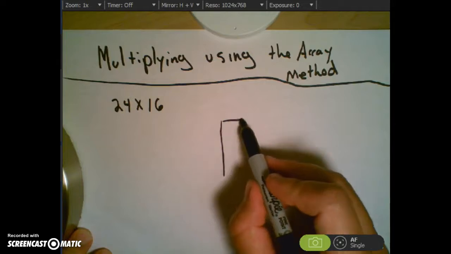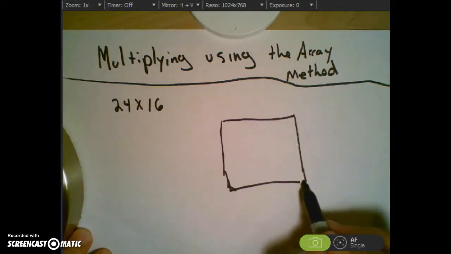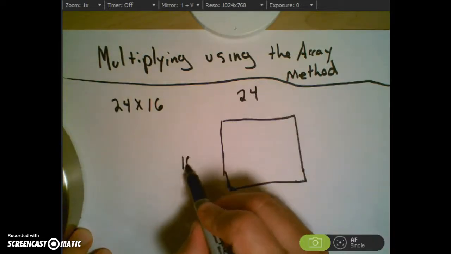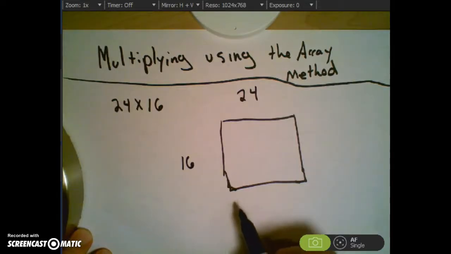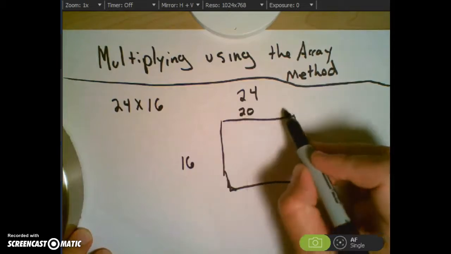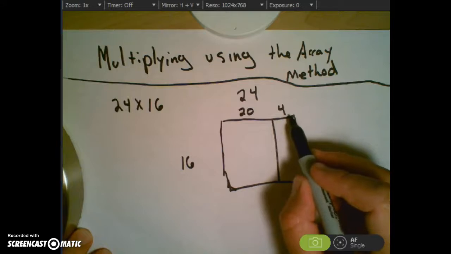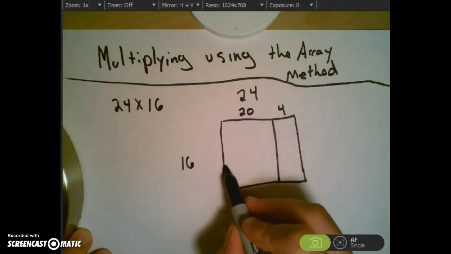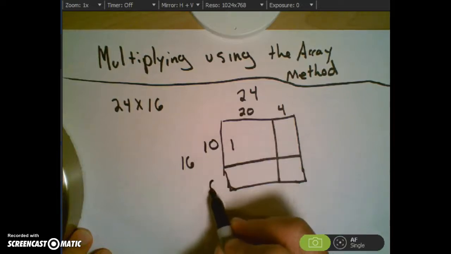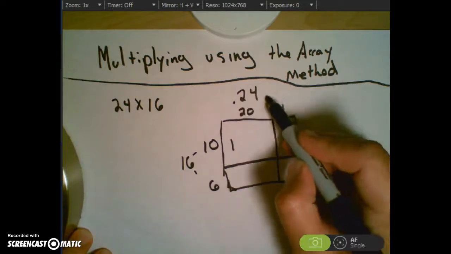So let's draw our array here. Not the prettiest array in the world. Alright, so up top we're going to say that we have 24 columns and we have 16 rows. We're going to break our columns into 20 and 4, so it's like we have 20 columns and 4 columns. And then down here we're going to break our rows into 10 and 6. So we broke our 16 into 10 and 6, and we broke our 24 into 20 and 4.